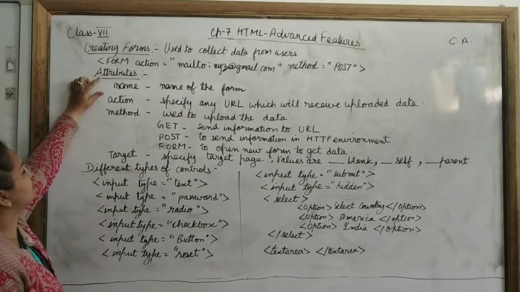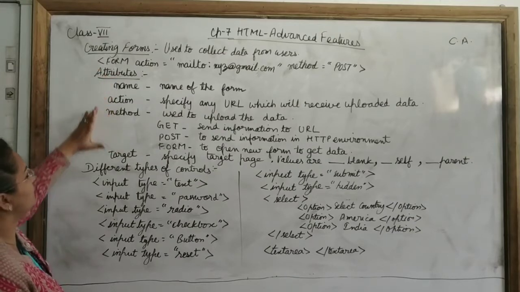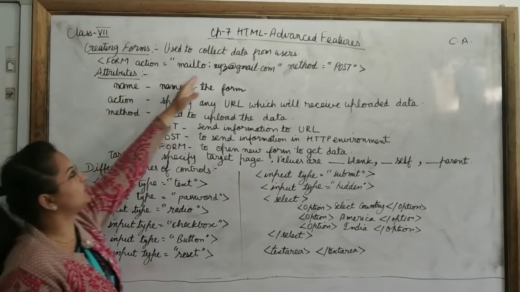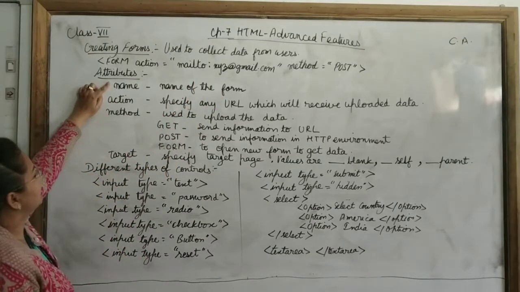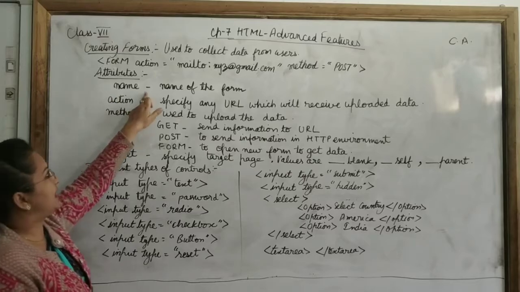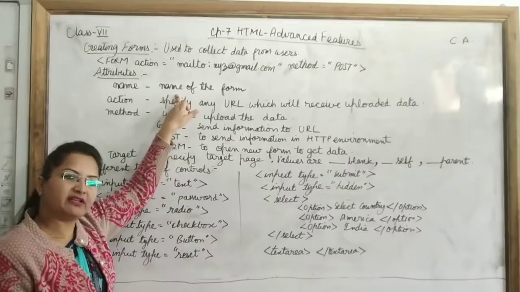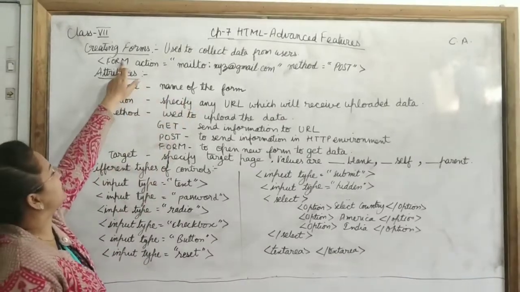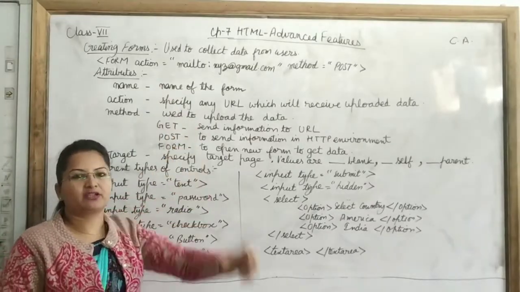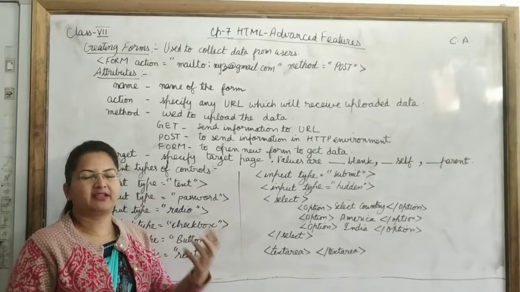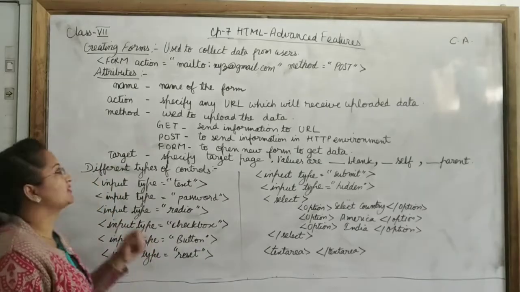So now students, we will learn the attributes. There are 4 attributes that we can use in form tag. Now, first attribute is name. As the name suggests, it is used to give the name of the form. Okay, so here we will write form name equals to any name you can give according to your requirement. What is the topic of your web page?